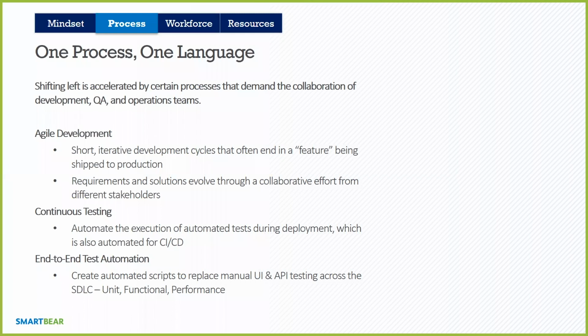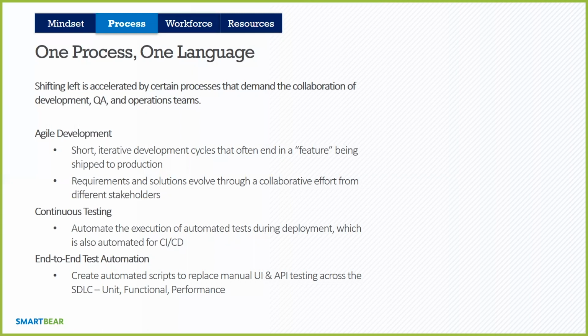Given the slide. And then continuous testing. You are able to automate the execution of automated tests even during deployment, which is also automated for CI, for continuous integration and continuous delivery to occur. So that is another aspect that accelerates shifting left. By allowing for continuous testing, for allowing for that test automation testing to occur throughout the SDLC, it will also require collaboration with your development counterparts.